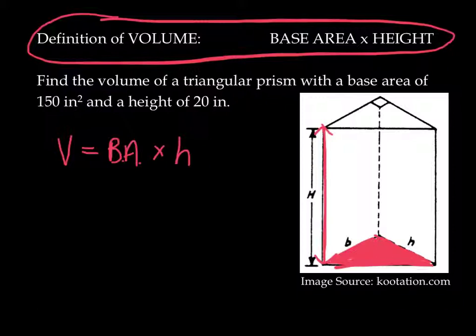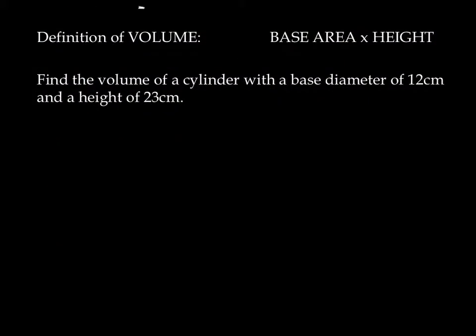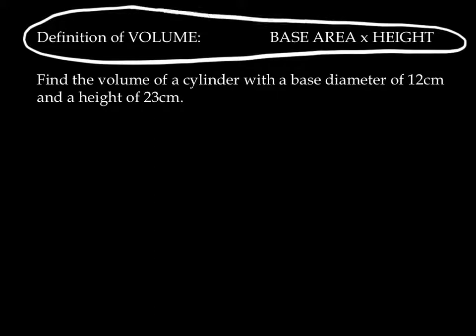Well, let's read the question. Find the volume of a triangular prism with a base area of 150 inches squared and a height of 20 inches. Then the volume is our base area, 150 inches squared, times our height, 20 inches. We can type that into our calculator and we end up multiplying together to get 3,000 inches cubed. Again, relying on our definition of volume, that it's the base area times the height, we're going to answer the next question.